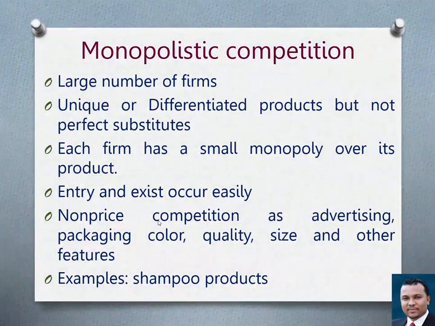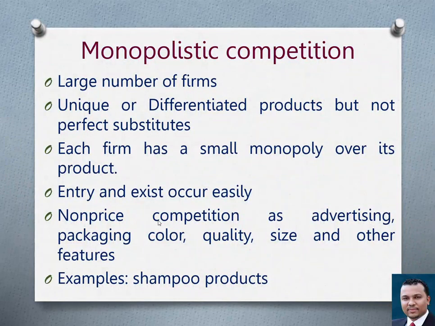Monopolistic competition. Monopolistic competition is intermediate between the monopoly case and the perfect competition case. So, characteristics of monopolistic competition: maybe this feature is similar to competition or similar to monopoly. For example, a large number of firms. This is the first feature in case of monopolistic competition: a large number of firms, or many firms. This is similar to the perfect competition market.